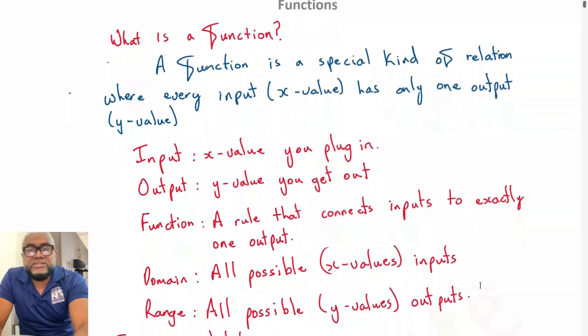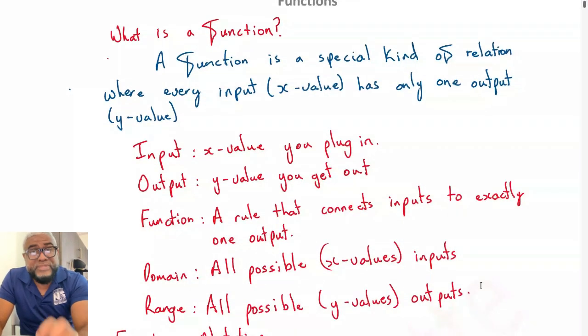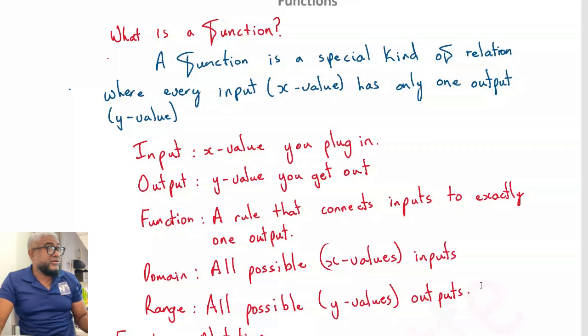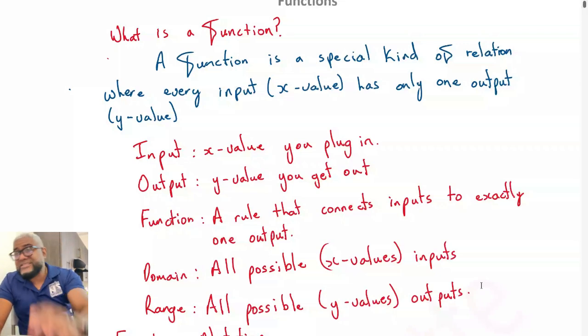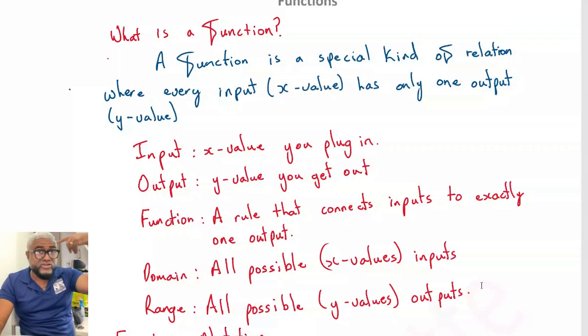What is a function? A function is a special kind of relation where every input x has an output of value y, right? So your input is your x value. Just stick that in your head. Your inputs are your x values. Your outputs are your y values. Remember we said that over and over again last week, right? You'll remember that, those who were here.